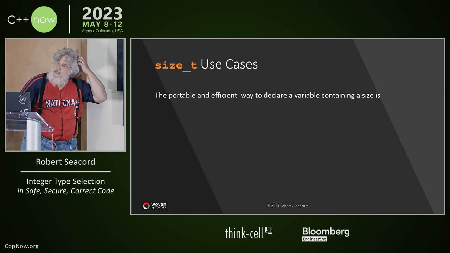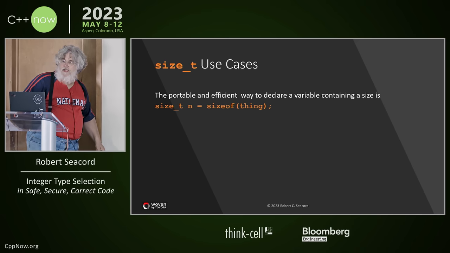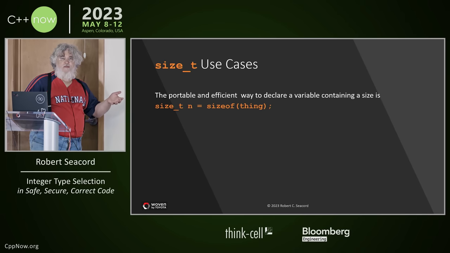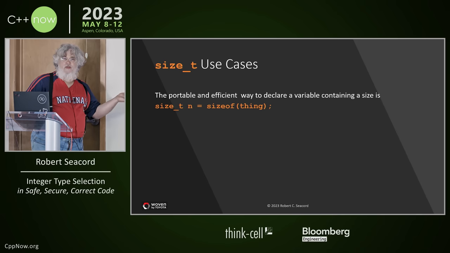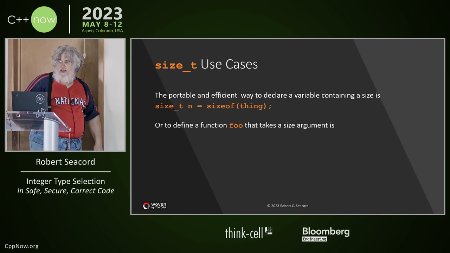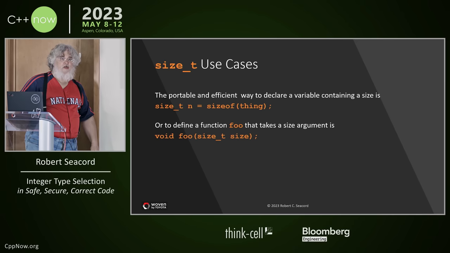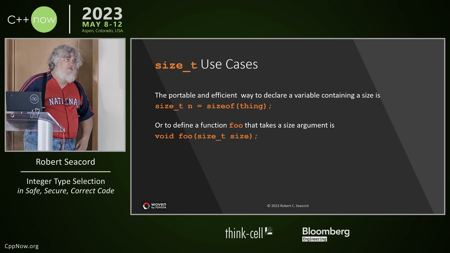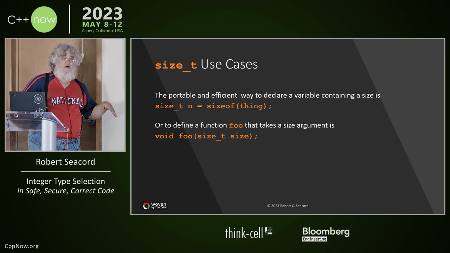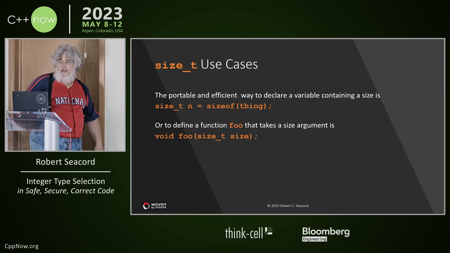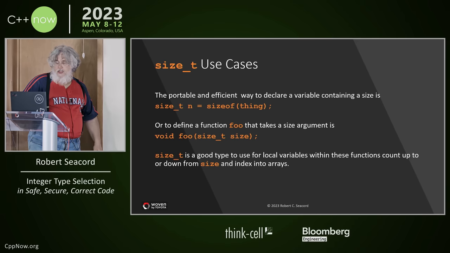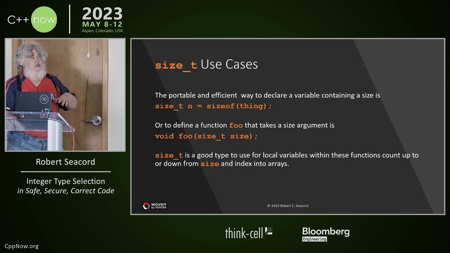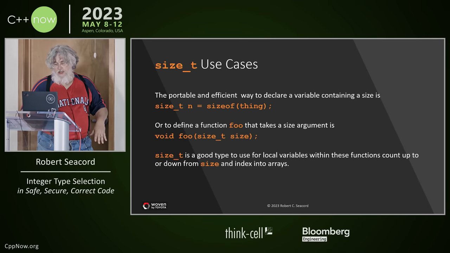Okay, so use cases. size_t again is a portable and efficient way to declare a variable that contains a size. So if you're gonna take the size of something, you'll want to store the result of that into a value of type size_t. If you're calling a function that takes a size argument, you declare that parameter as being type size_t. If you're creating a function that takes a string, you'd have a char pointer and a size_t to indicate the length of the string. It's also useful for index variables that go from zero to the size of an object.